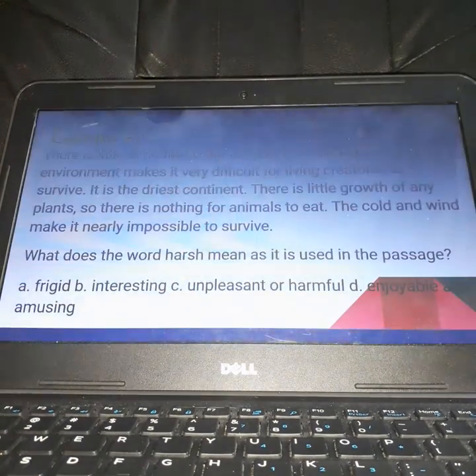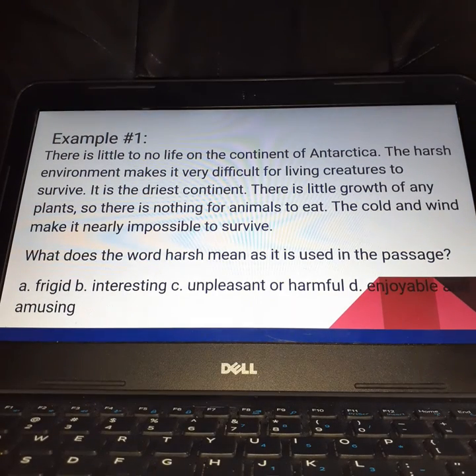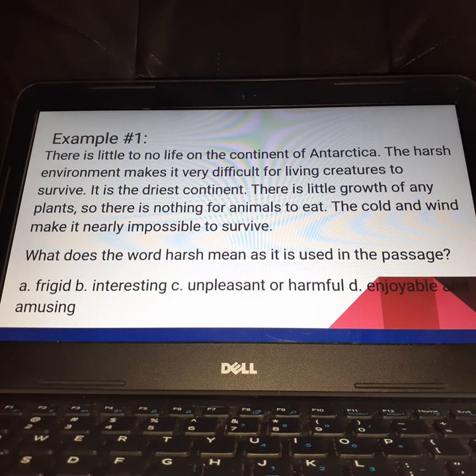Example 1. There is little to no life on the continent of Antarctica. The harsh environment makes it very difficult for living creatures to survive. It is the driest continent. There's little growth of any plants, so there is nothing for animals to eat. The cold and wind make it nearly impossible to survive. What does the word harsh mean as it is used in the passage?